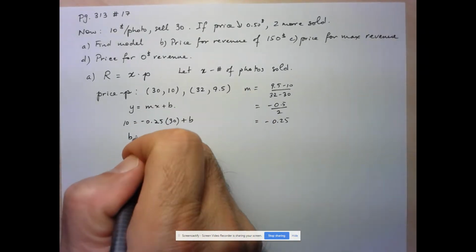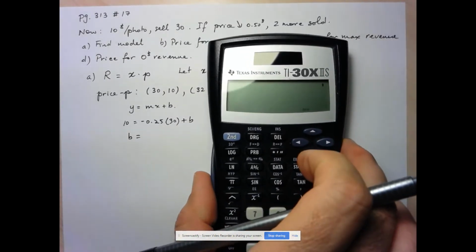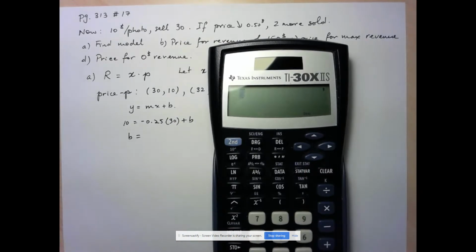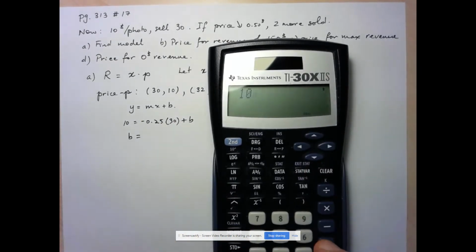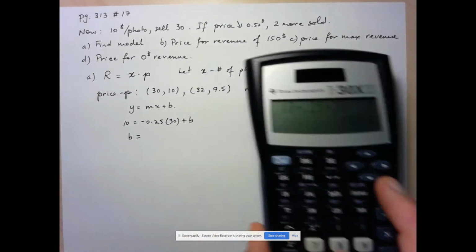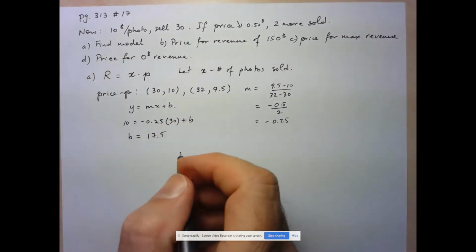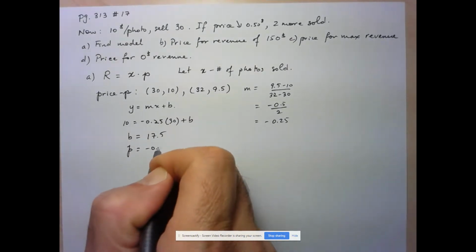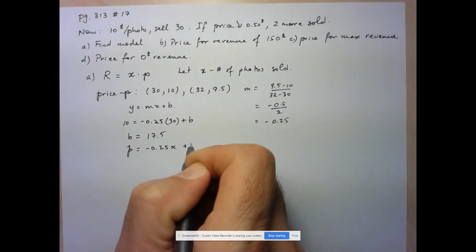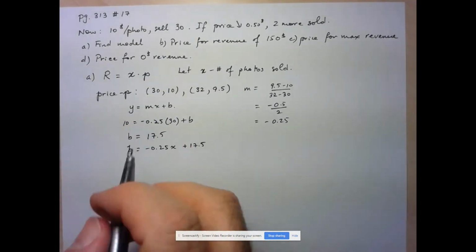Okay, so now we can solve for our b value, and I'll do that on my calculator here. So what do we have? So here, when I bring this to the other side, it's going to be a plus, so it's going to be 10 plus 0.25 times 30, which is 17.50. Okay, so that means that my price function is negative 0.25x plus 17.50. But what I'm trying to determine is the revenue.